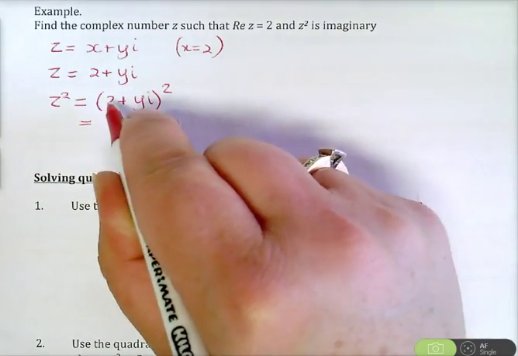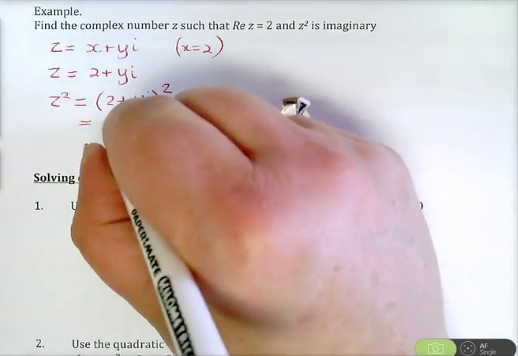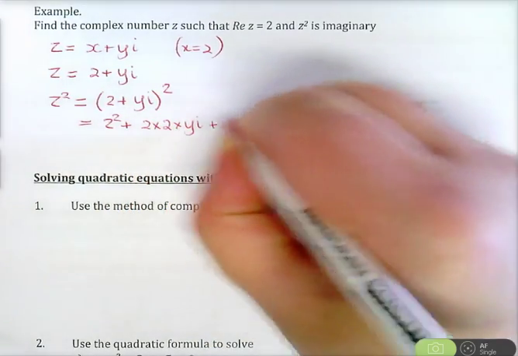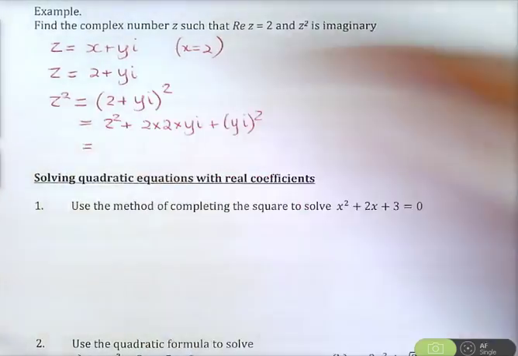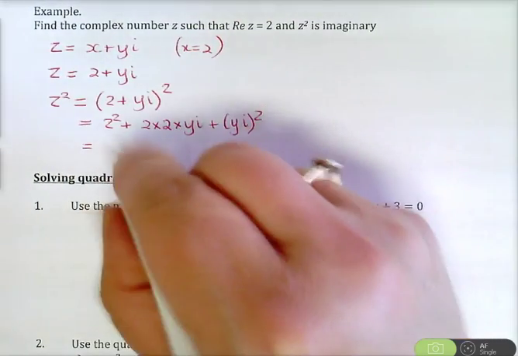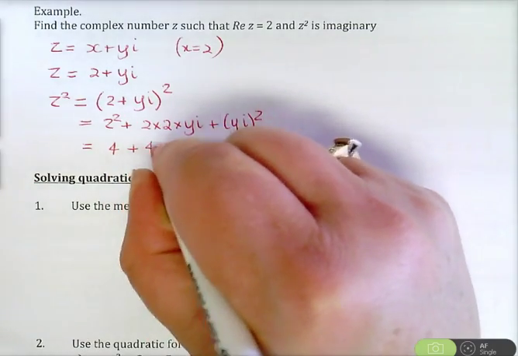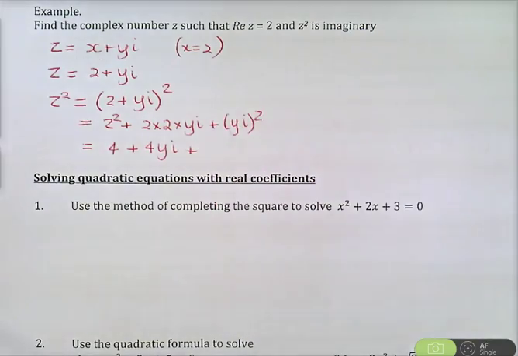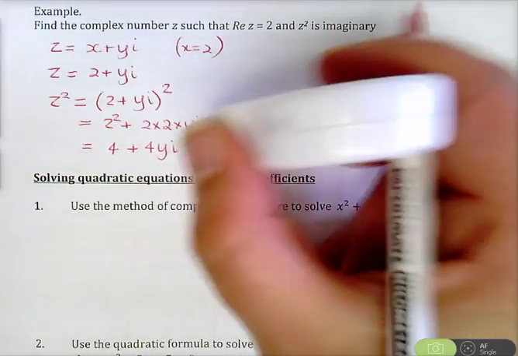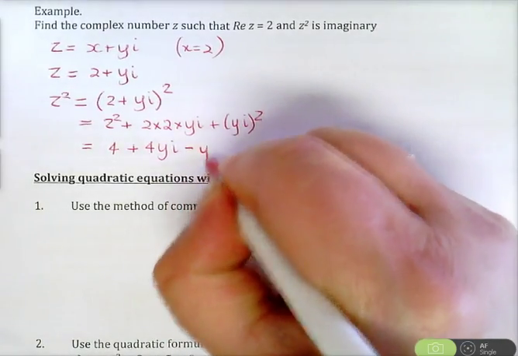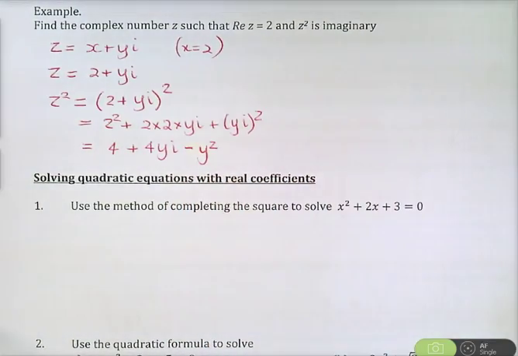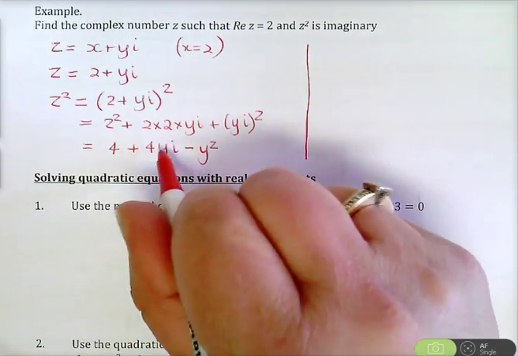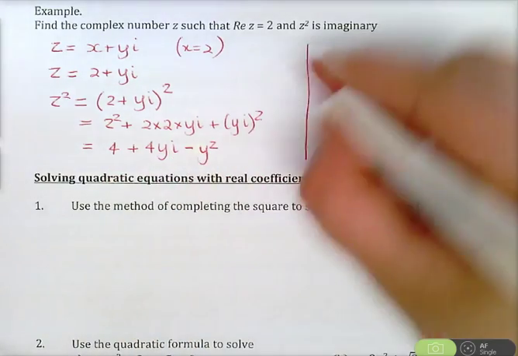Now expanding this, because this is of the form a plus b all squared, it is a squared, which is 2 squared, plus 2 times a times b plus b squared. And just evaluating this, I've got 4 plus 4yi plus y squared i squared, which is minus y squared. Now, I'm now going to put the bit with the i is the imaginary part, and the bits with no i are the real parts.